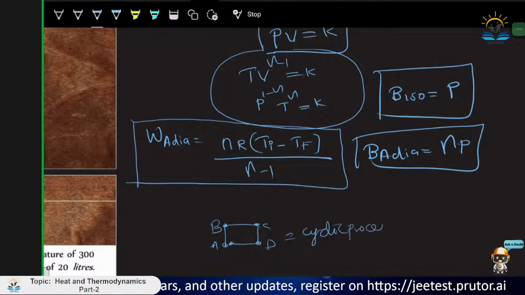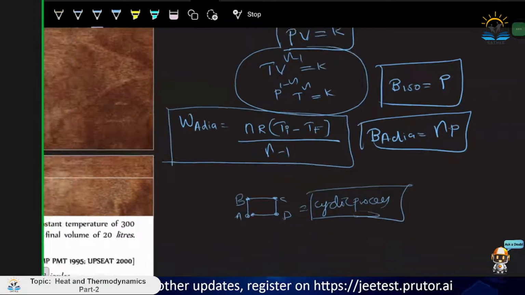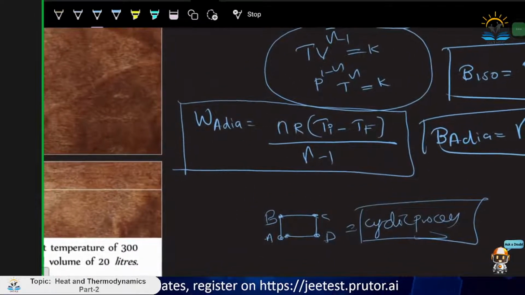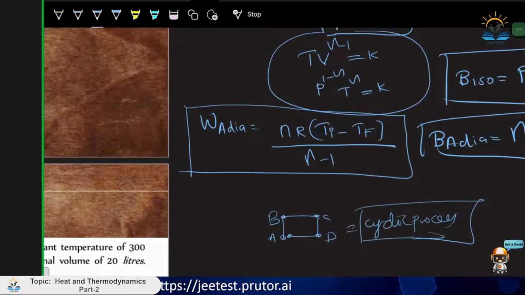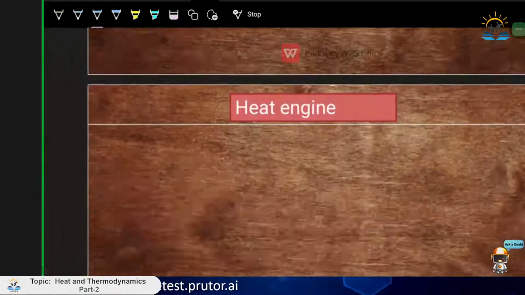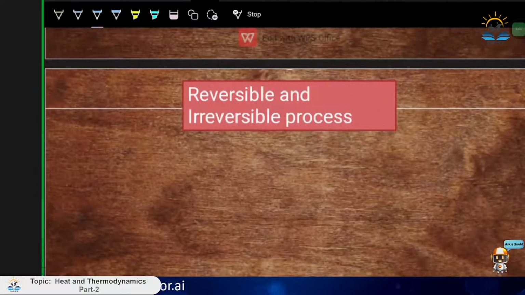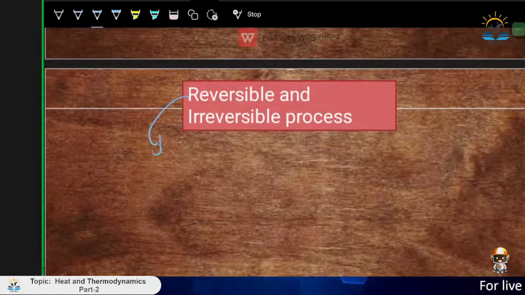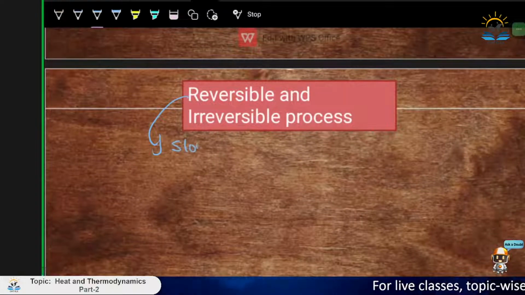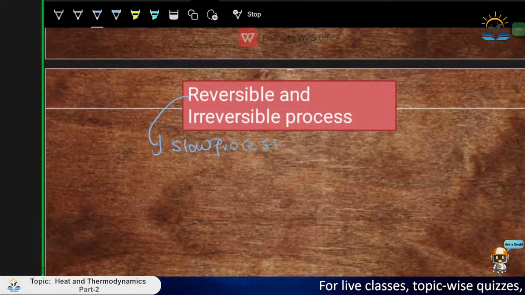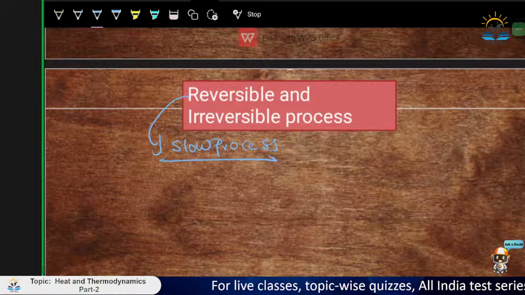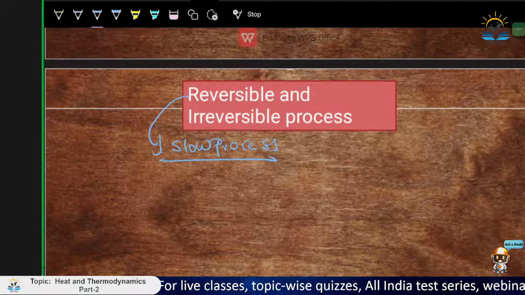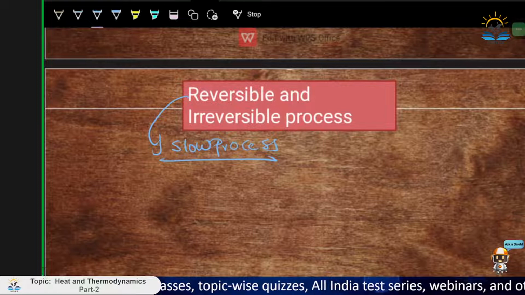We want the cyclic process in the Carnot engine. Now let's see what is reversible process and irreversible process. What is a reversible process? It means a very slow process, we can say an infinitely slow process or a quasi-static process, in which system and surrounding are always in equilibrium.